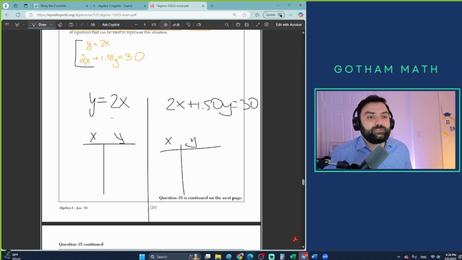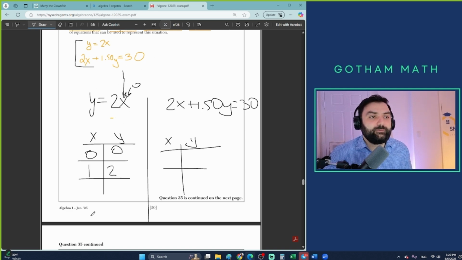All right, so t-table. I like doing t-tables. If x is 0 in the first one, by plugging in 0 here, I'm going to get 2 times 0, which is 0. If my x is 1, and I plug in 1 there, it's going to be 2.